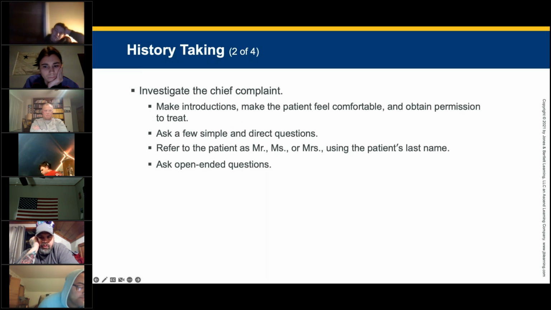So, a respect thing here. You should refer to the patient as Mr., Ms., or Mrs. with their last name. They might tell you, no, you can call me by my first name, it's okay. But start out being professional, calling them by Mr., Ms., or Mrs. Your questions should be open ended. Don't lead them down the path. Give them the opportunity to say what they're thinking or what they're feeling. Don't lead them. Make your questions open ended.